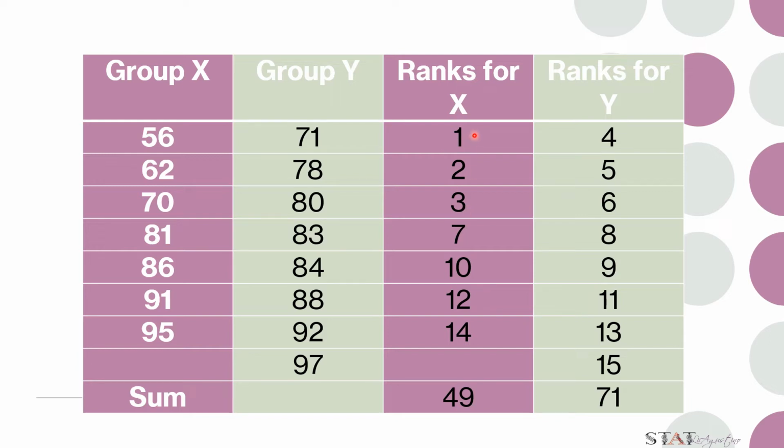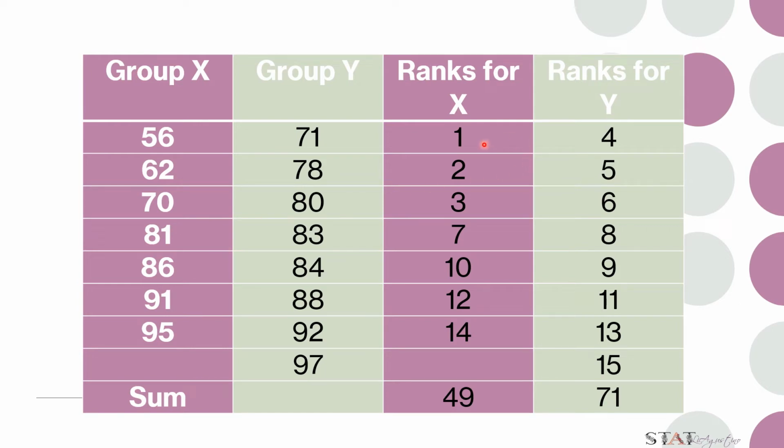In other words, the rankings are combined for all data values. Since the lowest value is 56, it is ranked as 1. Then 62 is rank 2, 70 is rank 3, and then rank 4 is from group Y. So here in group Y, we have the rank 4. After arranging them, we have to sum all these rankings in each group.